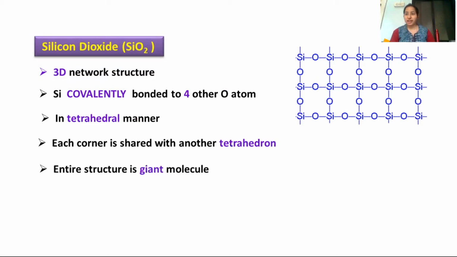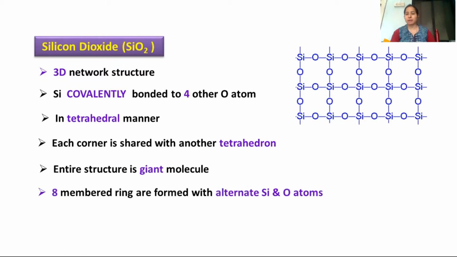We say it's a giant molecule, or you can say a 3-dimensional giant molecule. In this structure we have alternate silicon and oxygen atoms, and normally 8-membered rings are formed with alternate silicon and oxygen atoms. So this is about the structure of silica. You can even write that silicon over here has sp3 hybridization. Put the heading as silicon dioxide, write down this about the structure, and also draw this.